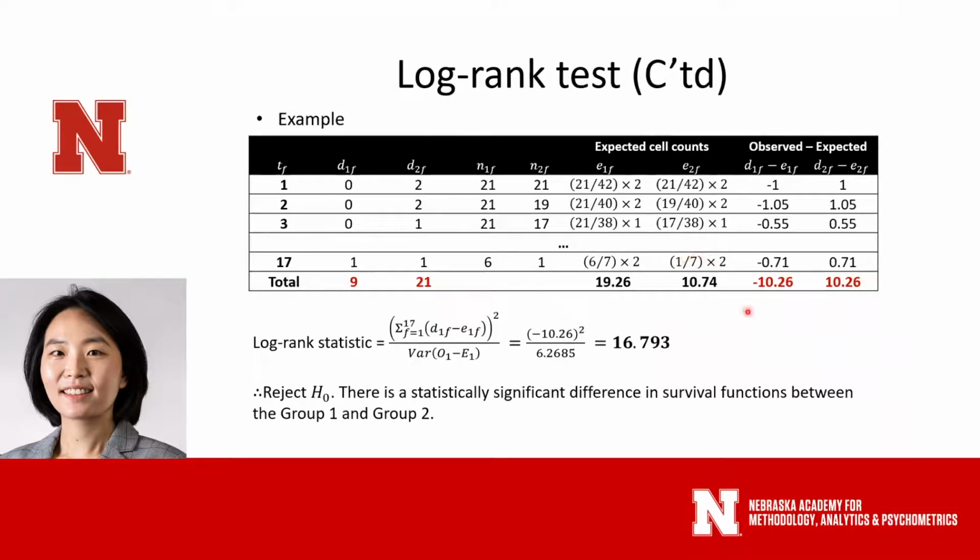So here is an example. Once you calculate the expected cell counts in this way, you can calculate the difference between observed cells and expected cells, and then sum the differences across time. This goes to the numerator, and this is how you get the log rank test statistic. We got 16.79, meaning that we are going to reject the null hypothesis, and we can conclude that there is a statistically significant difference in survivor function between the first group and the second group.